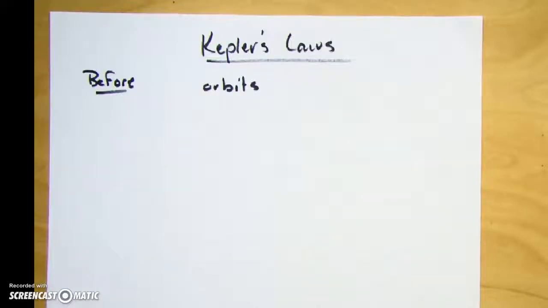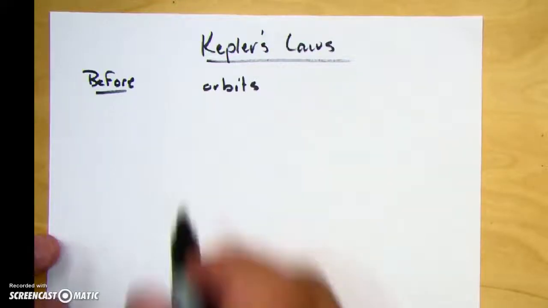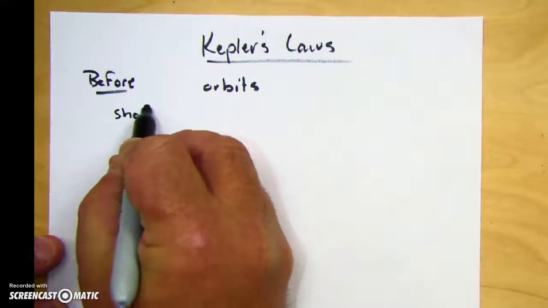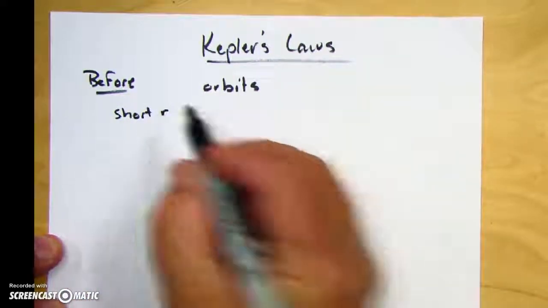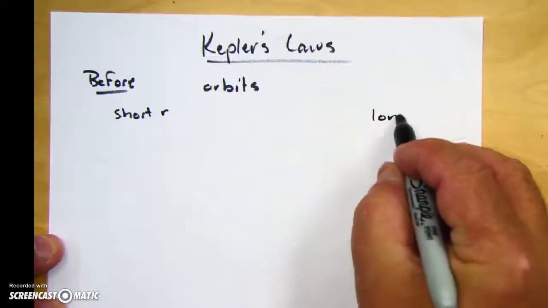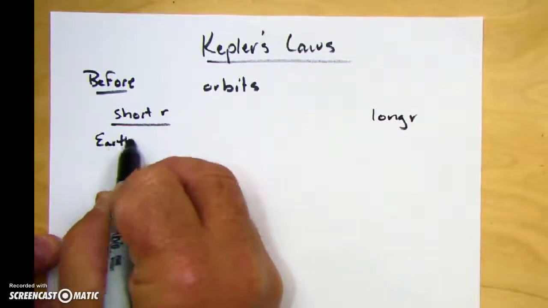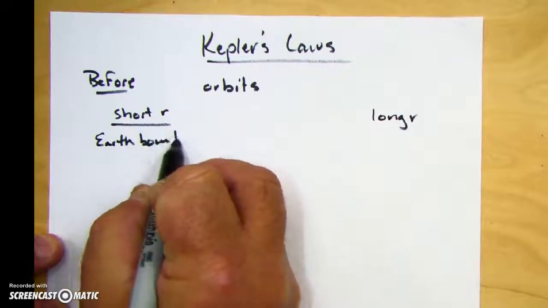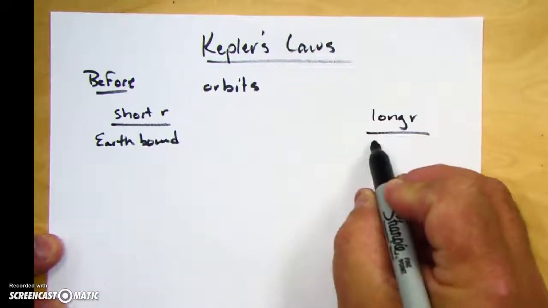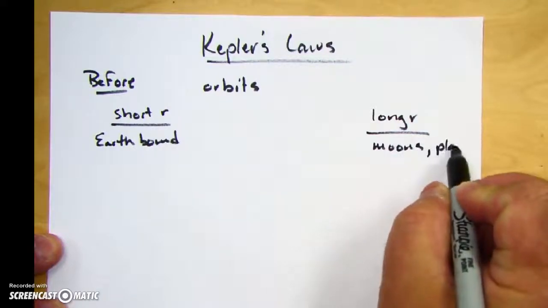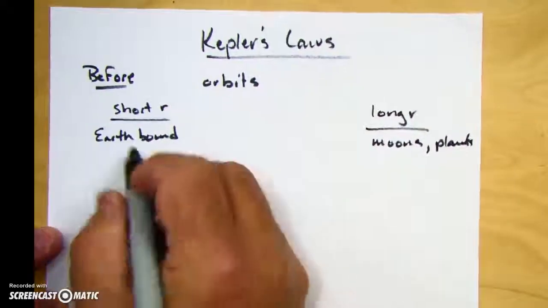Okay, let's talk about Kepler's laws. But before we do that, I want to clear up one thing on orbits to make sure that we're aware of this. There are two cases that we can encounter: very short distances and very long distances. Short distances are like earthbound stuff, whirling around in circles. Long distances are like moons, planets, etc.